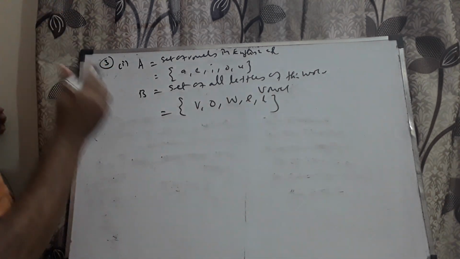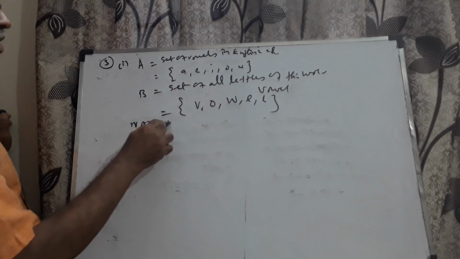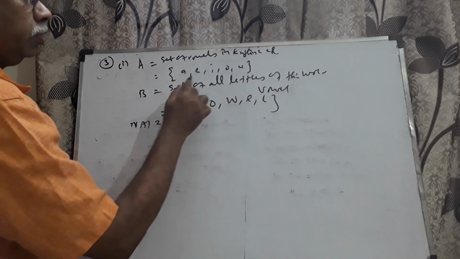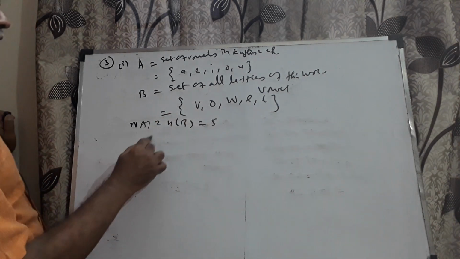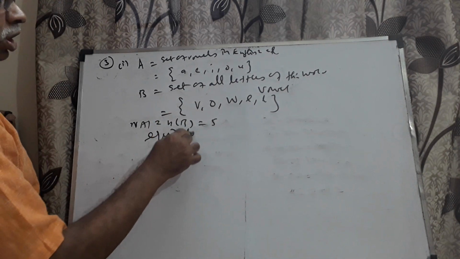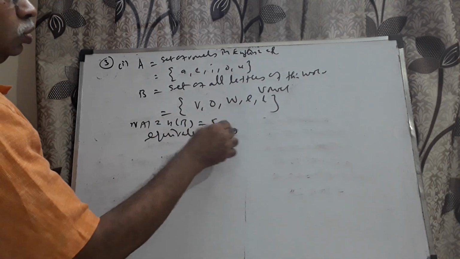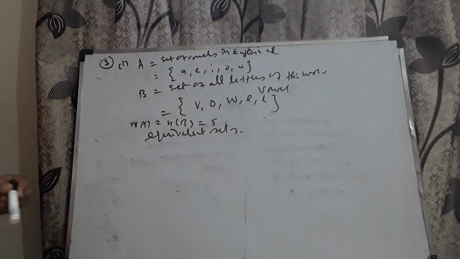Here they are equivalent sets. Now n of A is equal to n of B. 1, 2, 3, 4, 5. Both are 5. Therefore they are equivalent sets. They are not equal sets. Anyway, you have to list and find out.